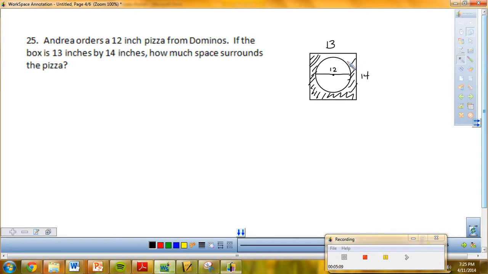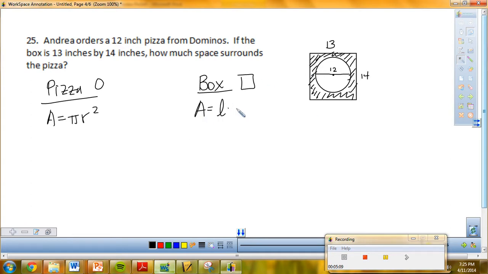So this one, we have to do work to find our pizza, which is a circle, and we also have to find work for the box, which is a rectangle. So for the pizza, if I want to find the amount of space that this pizza takes up, I know that the formula that I'm going to use is area equals pi r squared. I also know that for the box, which is a rectangle, if I need to find the area, I know it's going to be length times width.